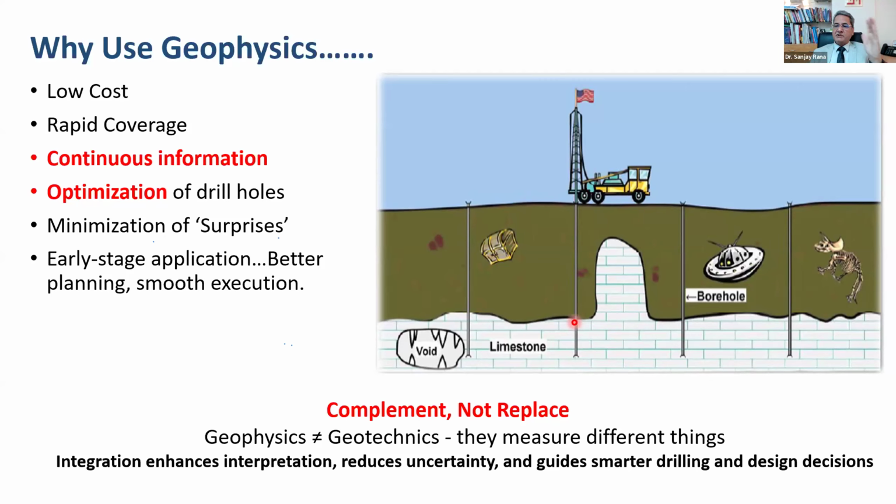Okay, so optimization of drill holes. If your tunnel is 10 kilometers, and you decide I'm going to drill every 100 meters, right? That's not a great thing to do, because you're going to do a lot of drilling and there are still things happening between these 100 meters which you will not be able to detect, right? So geophysics gives you continuous information, and then you can target your drilling in the anomalies where you need more information, which ultimately, once you have continuous information, leads to minimization of surprises.